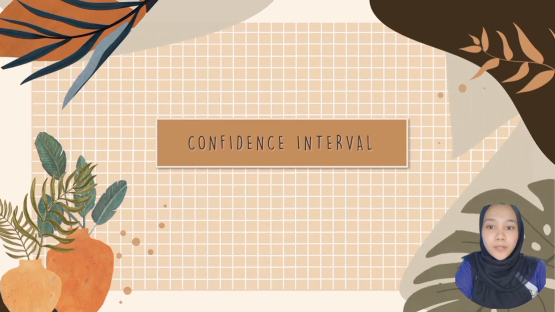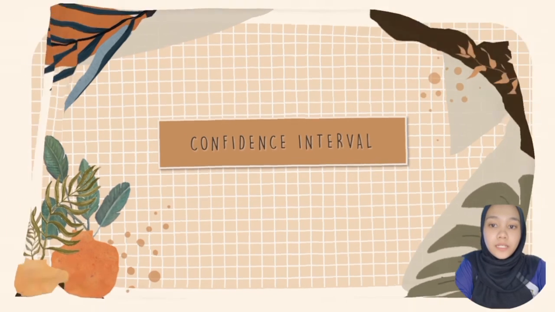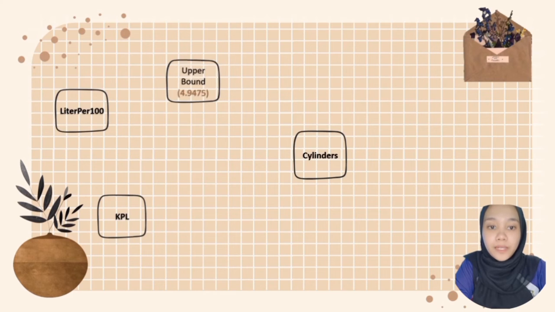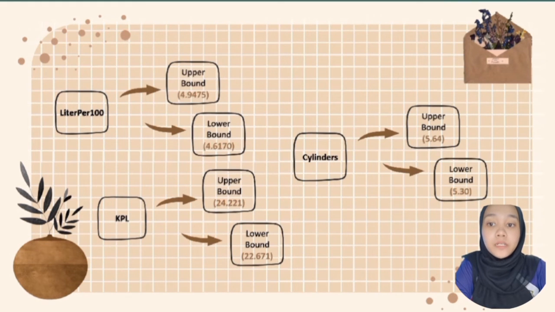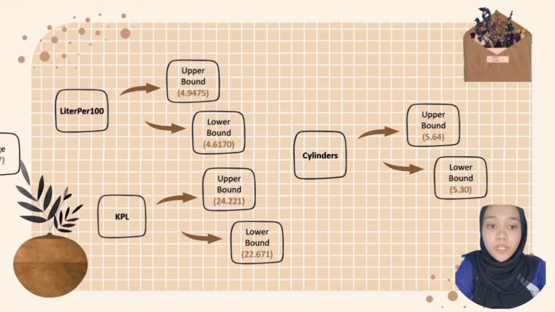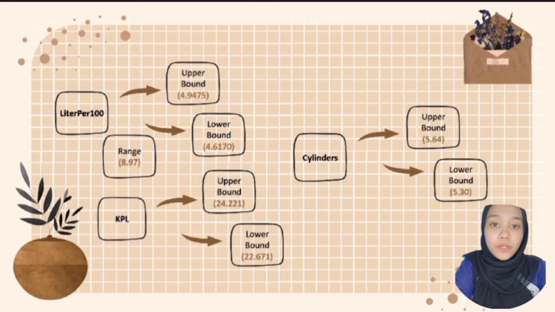Next, I want to present the confidence interval. The 95% confidence interval is for the mean. The liter per 100 upper boundary is 4.9475 and the lower boundary is 4.6170. Therefore, the range for the liter per 100 is 8.97.